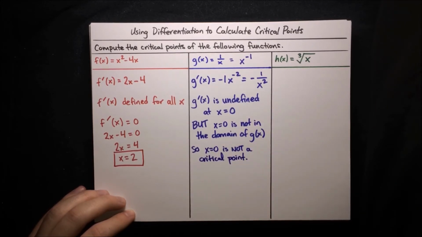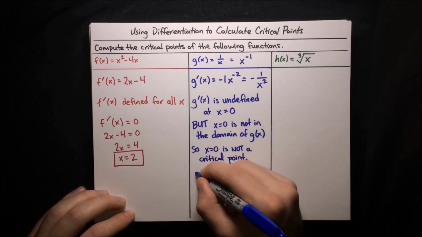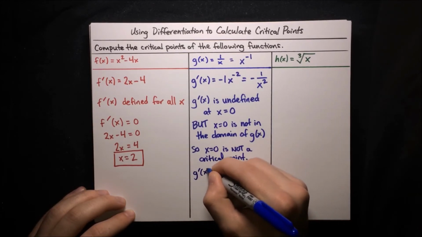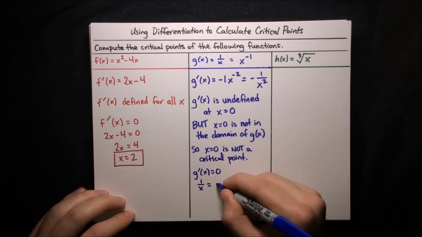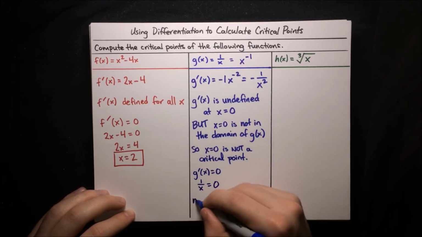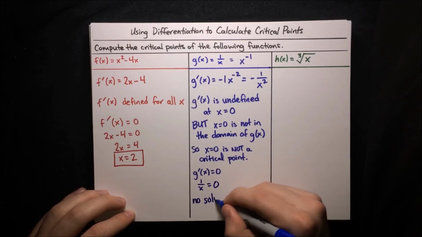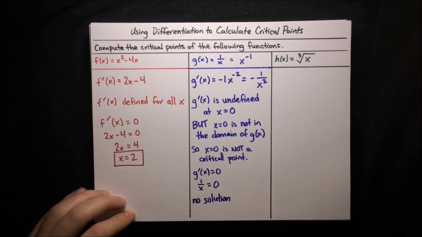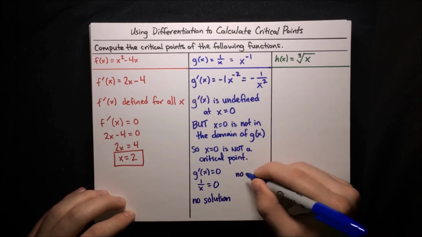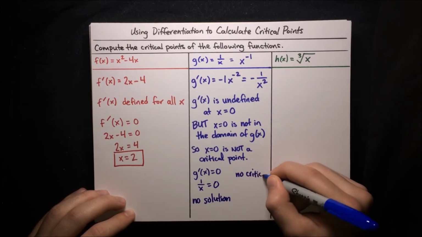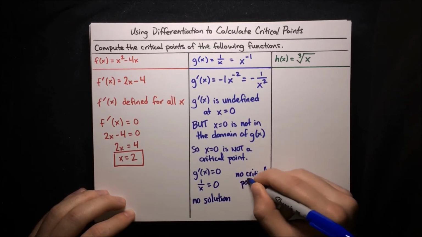Okay, so again, no critical points due to the derivative being undefined. But how about where the derivative is 0? Well, that would mean 1 over x equals 0, but that equation has no solution. So no critical points there either. So it looks like we don't have any critical points, and that's our final answer. No critical points.